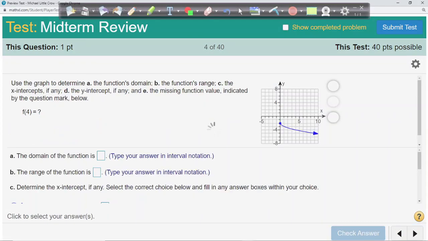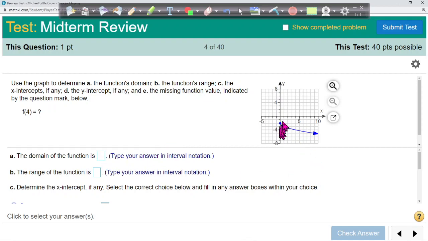And incidentally, if you don't have questions on some of these, fast forward, scan forward, whatever you need to do. Okay. Use the graph to determine A, the function's domain, B, the function's range, and C, the x-intercepts, if any, D, the y-intercepts, so all this stuff to figure out.